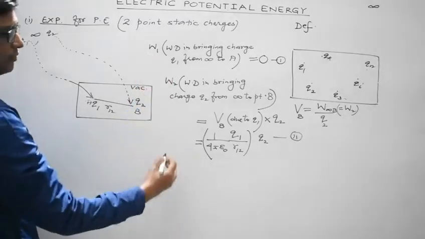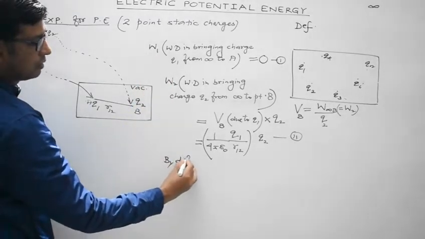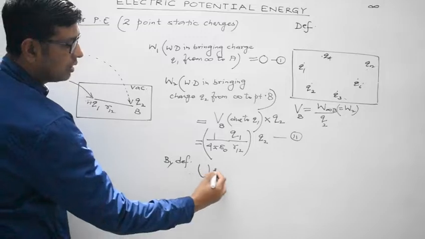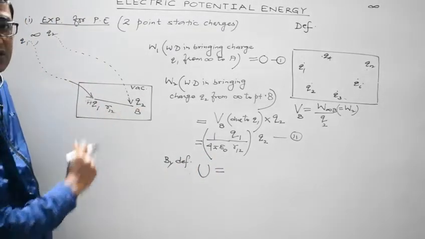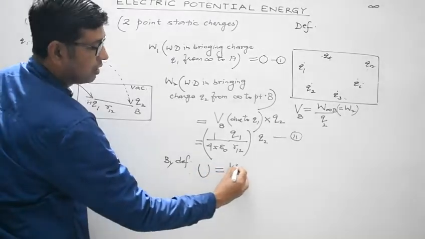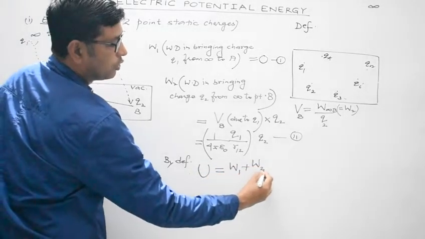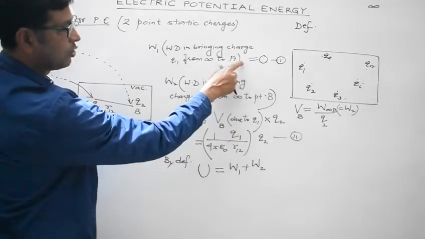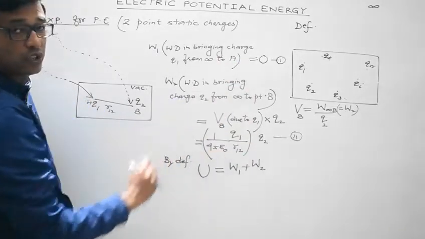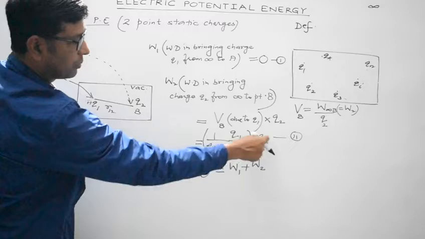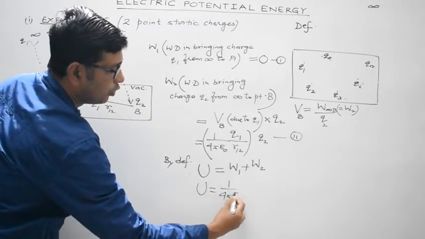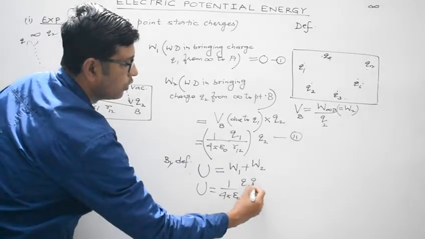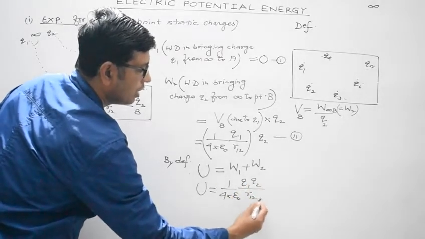So as per the definition, the total electric potential energy of the system comprising these 2 point static charges is given by W1 plus W2. We can substitute the values of W1 and W2 from equations 1 and 2. W1 is 0, and substituting the value of W2 we get 1 over 4 pi epsilon naught Q1 Q2 divided by R12.